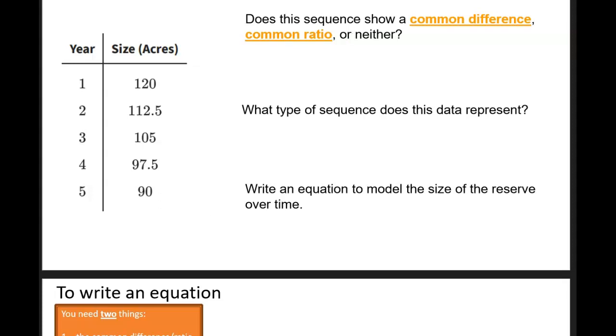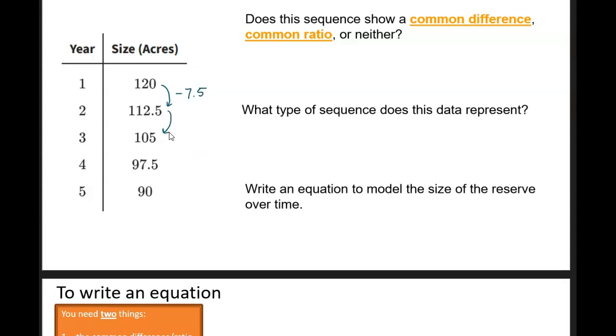Let's think on that. Well, if it's going to be a common difference, then we'll either be adding or subtracting the same number. So let's try that. What do we need to subtract here to get 112.5? How would you figure that out? I'm going to just subtract one from the other. I'm going to do 120 minus 112.5, and I get 7.5. So I must need to subtract 7.5 in between here.